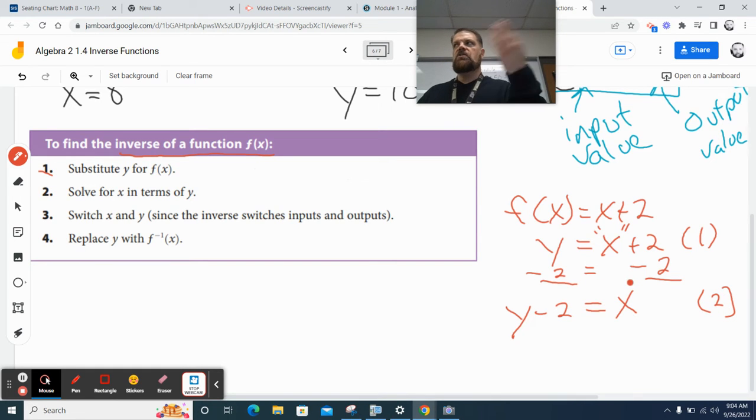And this is the process you're going to do for this whole section. Step 3 is switch the x and y. So that means wherever there's a y, I'm going to put an x. And wherever there's an x, I'm going to put a y.